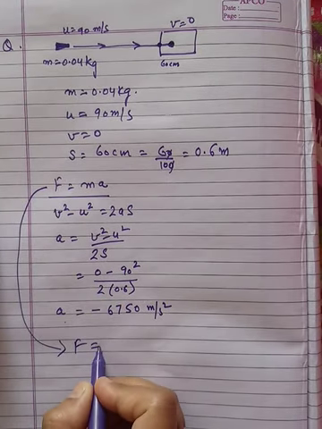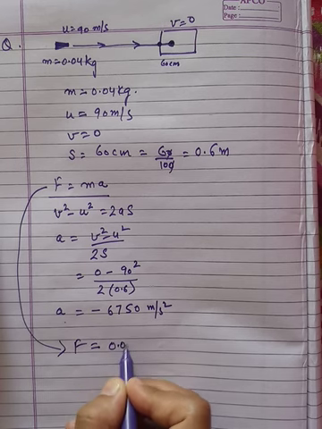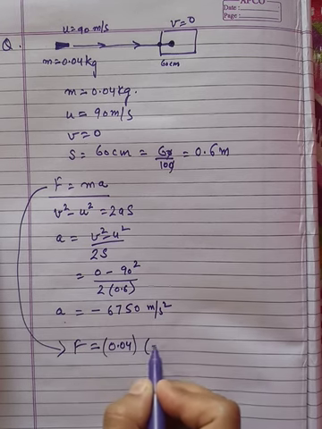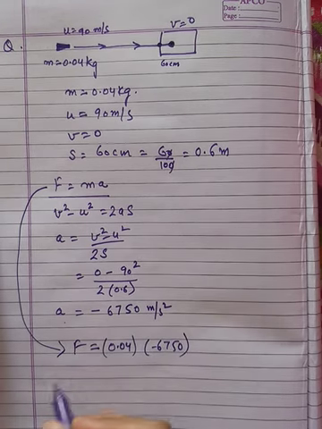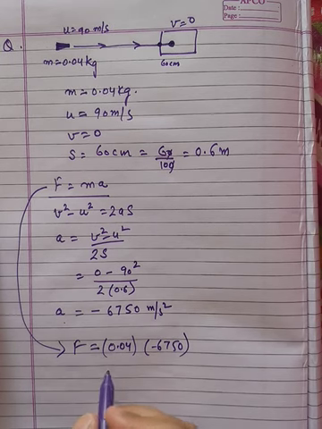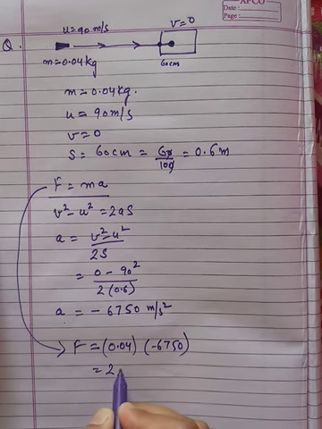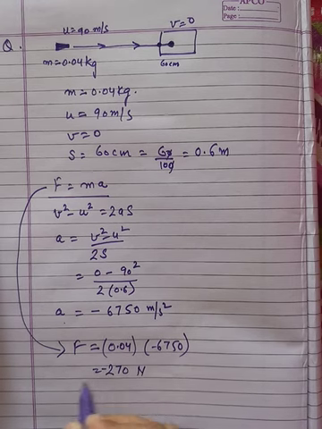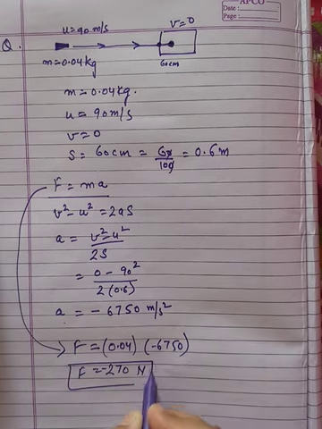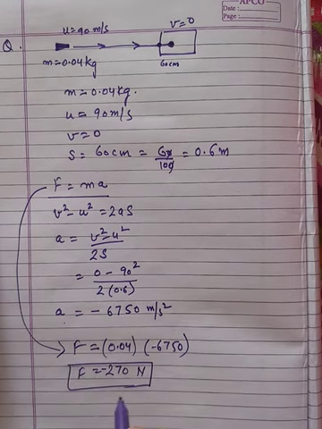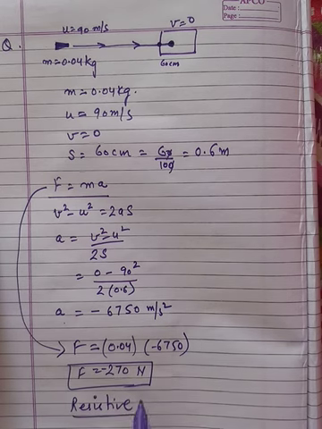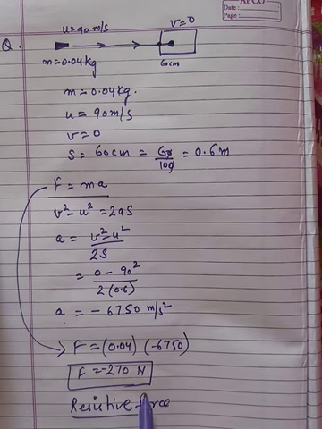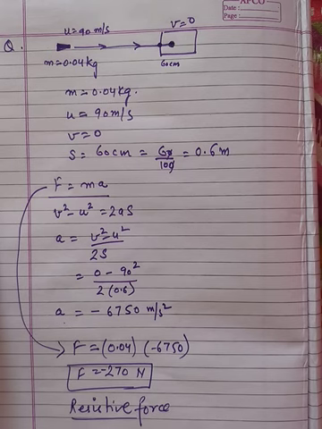According to this we can find out force. Force is equals to mass 0.04 into acceleration minus 6750. Okay, so this will be minus of 270 Newton. Why is it coming out to be minus? It is resistive force. So the negative sign is showing it is resistive force because it has been decreasing the velocity.